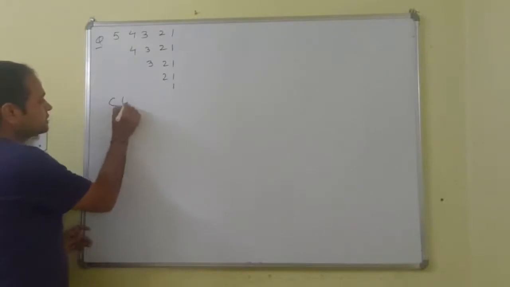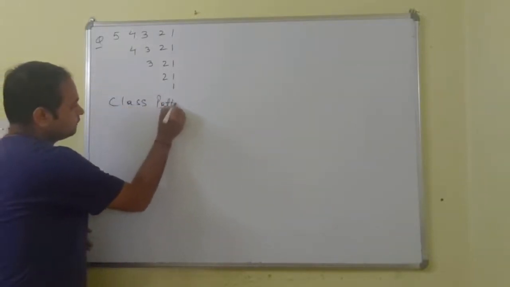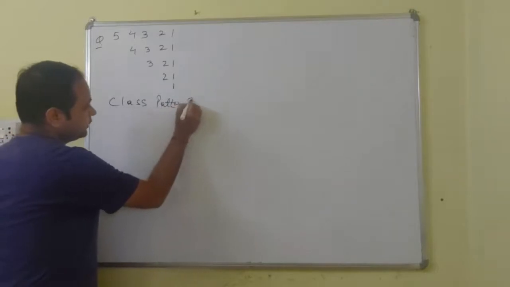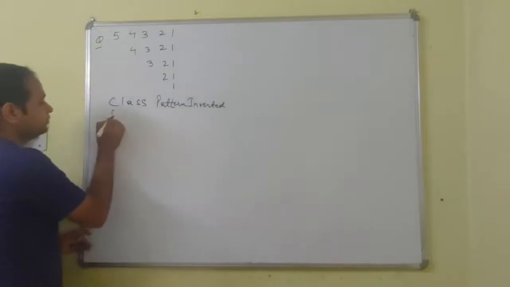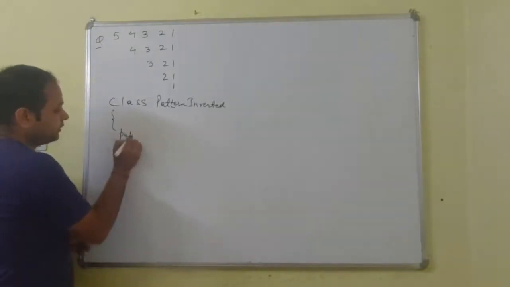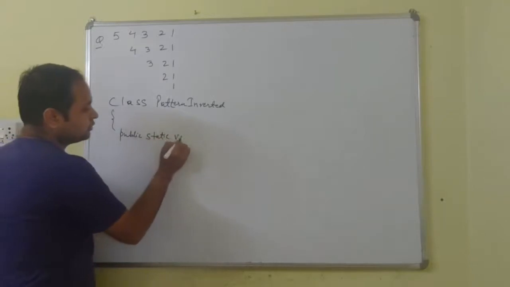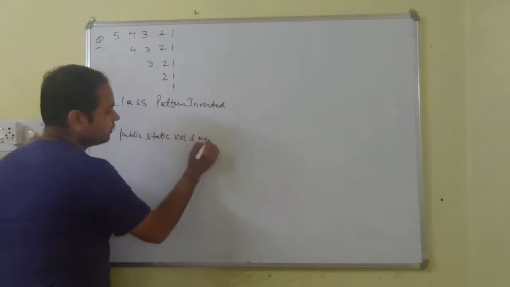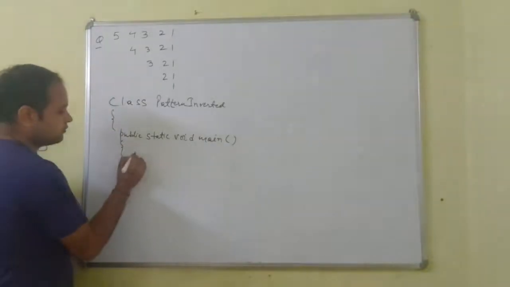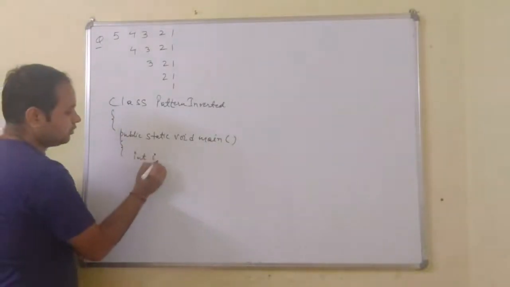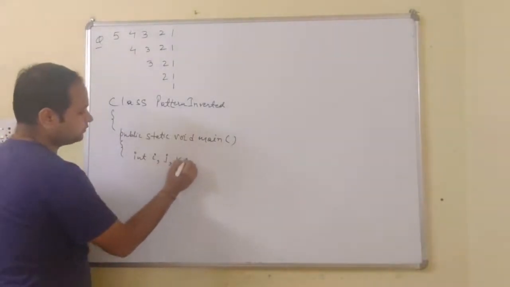Write here class Pattern, and I write here Inverted. Then I write public static void main, int i, comma j, comma k.